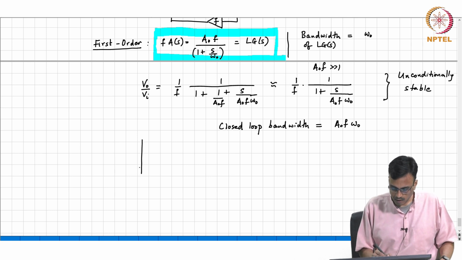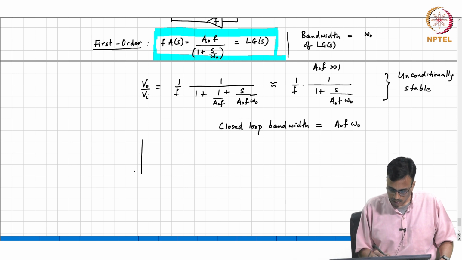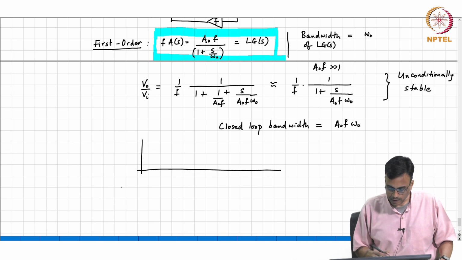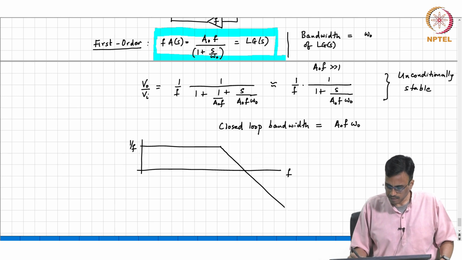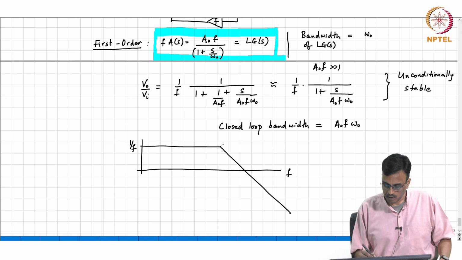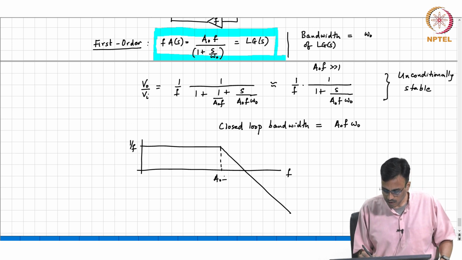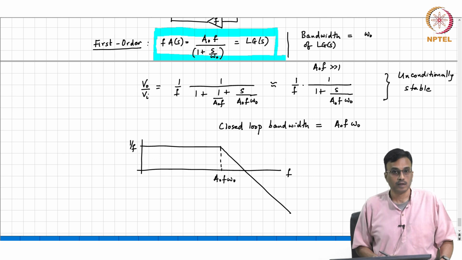The closed loop bandwidth is A naught F times omega naught, which is telling us that, if you plot the closed loop magnitude response, this is frequency, you plot the Bode plot, this corresponds to 1 over F, and you have minus 20 dB per decade, and this basically is A naught F times omega naught, right?